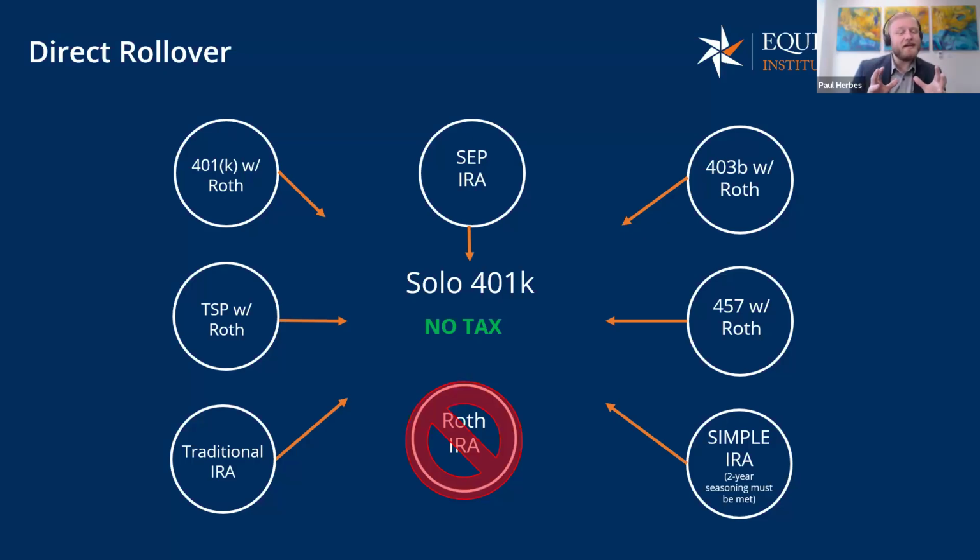So many different accounts can get rolled over into this plan, but I want to spend time highlighting the one that can't, and that's the Roth IRA. It's the only account you're not able to push into the solo 401k vehicle. The reason for it is the solo 401k used to have required minimum distributions. Roth IRAs don't have them. That's why they segmented this.